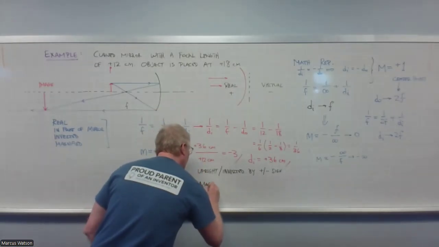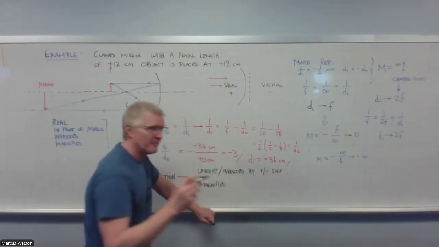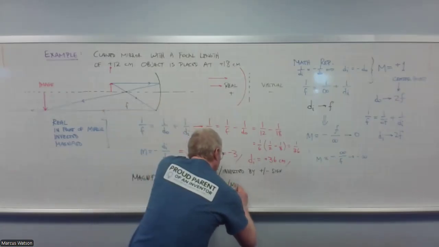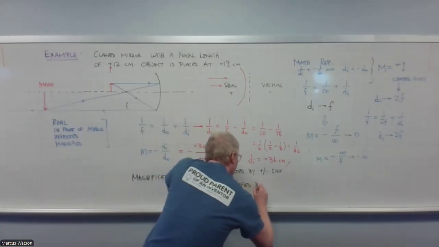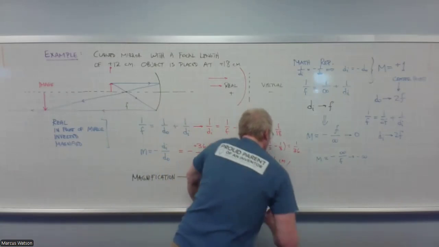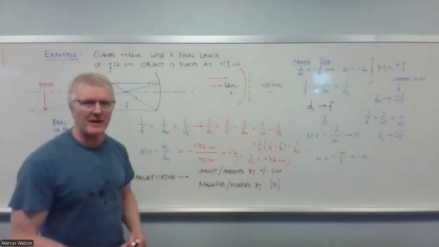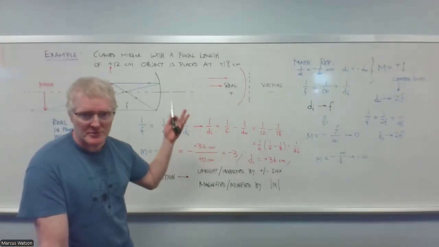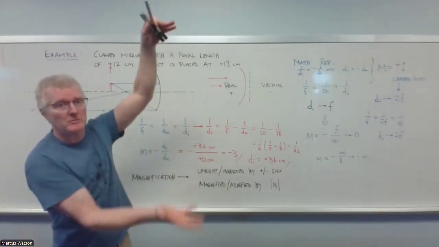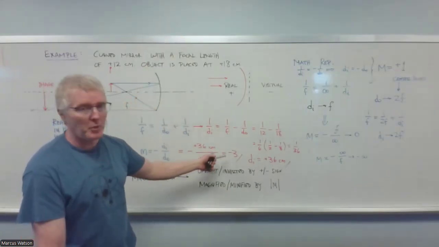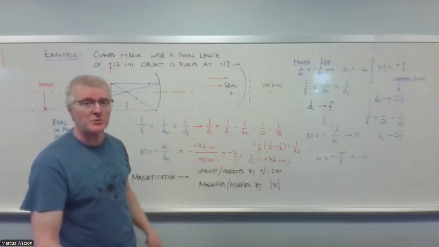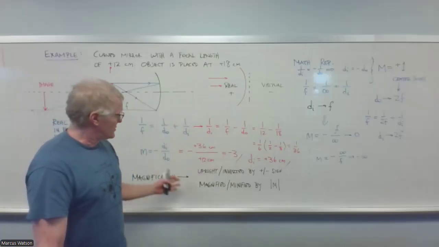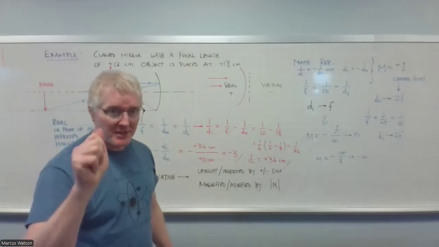Magnified or minified is based on the magnitude, based on the size of the magnification. So I'll just put M in absolute value bars. It just tells you that if you look at just the number, right? If -3 absolute value is 3, I look at just the number, that tells me, oh, it's much bigger. If this was 0.25, I'd go, oh, that's way smaller. It's 1/4 the height of the object, right? Okay, so the magnification gives you two pieces of information. Please be aware of that.